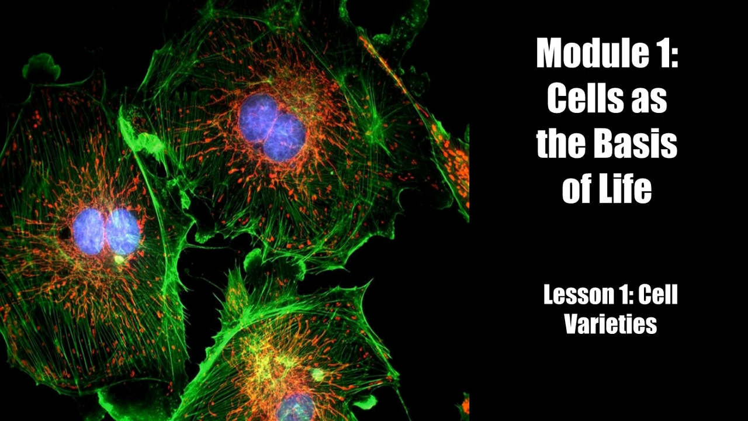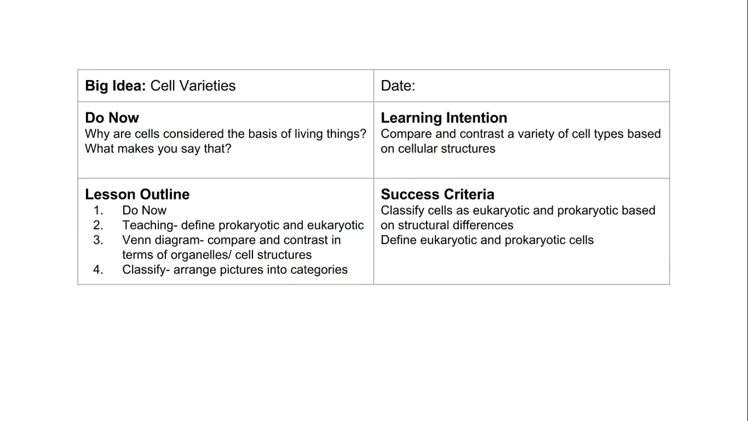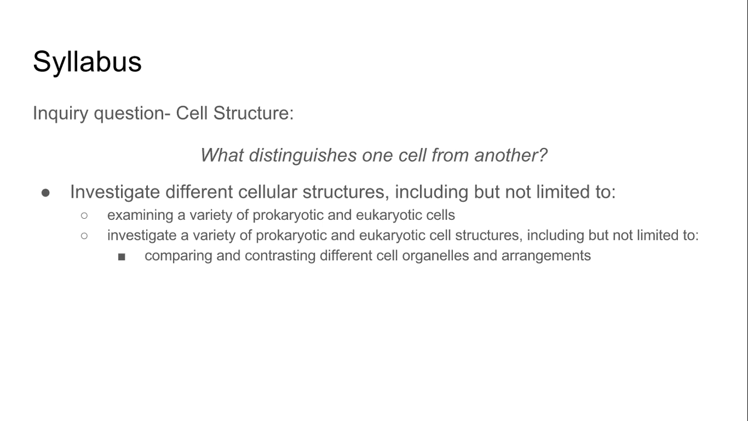Welcome to Lesson 1 of Module 1, Cells as the Basis of Life. In this video, we're going to be looking at different cell varieties, so mainly prokaryotic and eukaryotic cells. We're going to look at the organelles that they possess, and we're going to compare the two different types of cell arrangements. And the inquiry question which is focused on in this video is what distinguishes one cell from another.